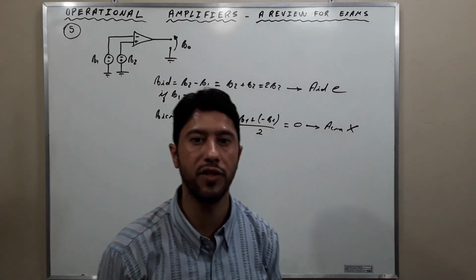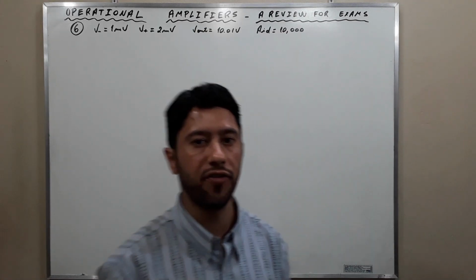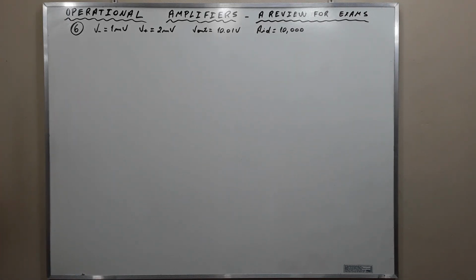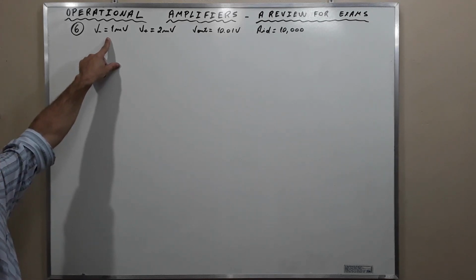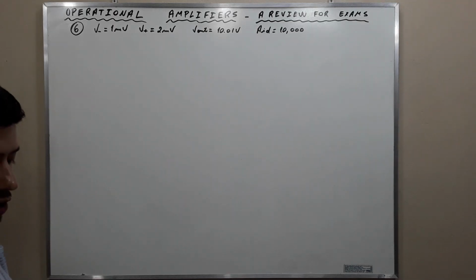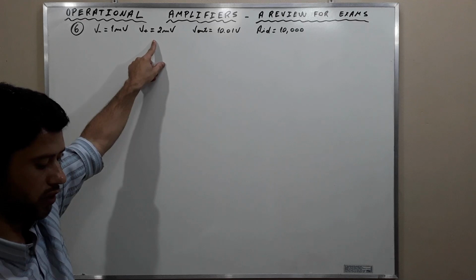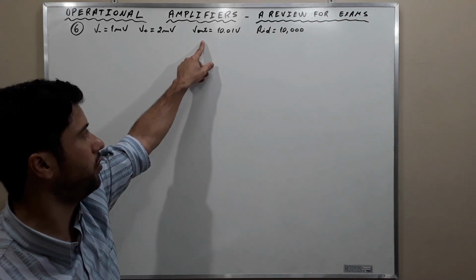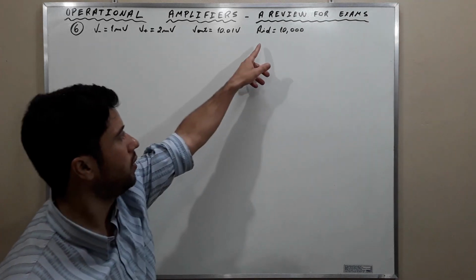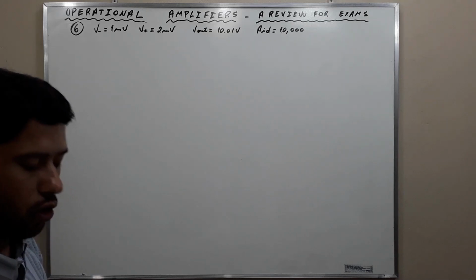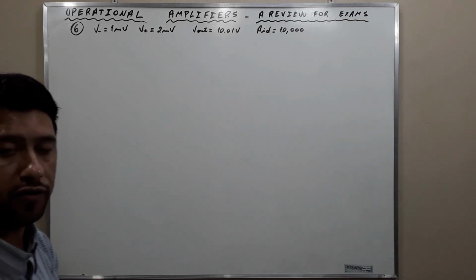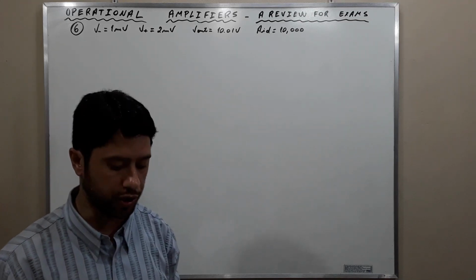Let's go to exercise 6 now. Exercise number 6. In a real op amp, if the voltage with respect to ground of the inverting terminal is 1 millivolt and that of the non-inverting terminal is 2 millivolts, and if the output voltage is 10.01 volts and the gain 10,000, what is the common mode rejection ratio? Alright, my friends, this is the exercise. Let's go to the solution.